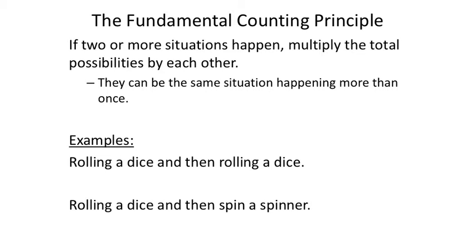So the fundamental counting principle: if two or more situations happen, multiply the total possibilities by each other. They can be the same situation happening more than once, such as rolling a dice and then rolling a dice. Of course, rolling a dice has 6 possible outcomes, and then rolling another dice has 6 possible outcomes. What we're saying here is that we're going to multiply these totals together, which indicates that this would be 6 times 6, and so there's 36 possible results.